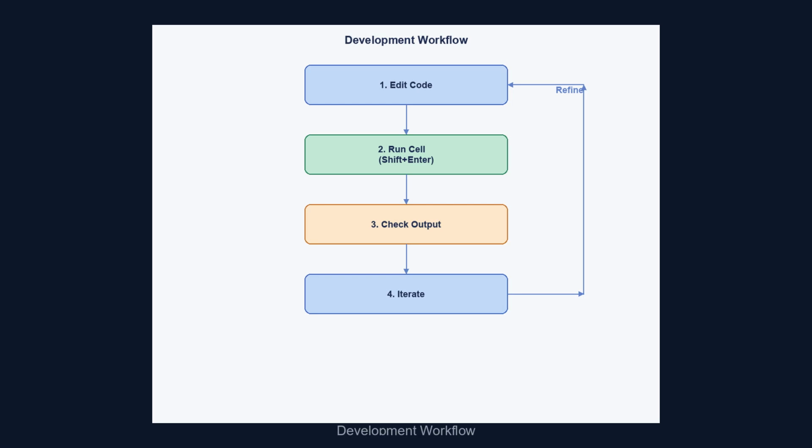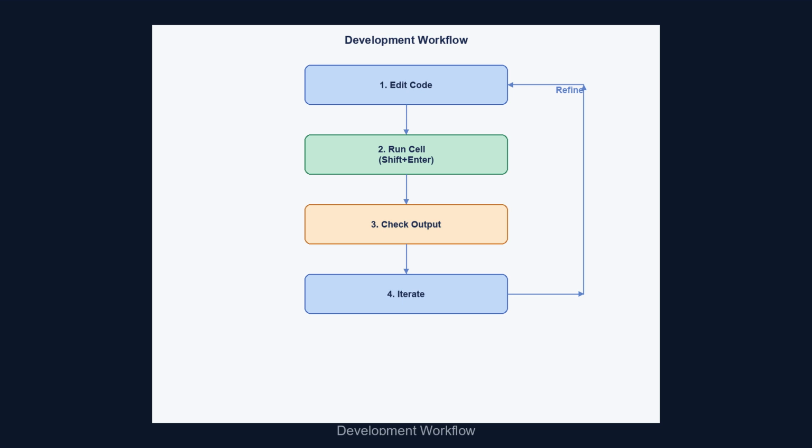This image outlines the development workflow in Jupyter Notebook, which is essential for your fine-tuning tasks. You start by editing your code and tailoring it to your needs. After making your changes, you run the cell using Shift plus Enter. This step compiles your code and executes it within the notebook environment. Then, you will check the output to see if it behaves as expected. This feedback is crucial for understanding how your modifications affect the model's performance.